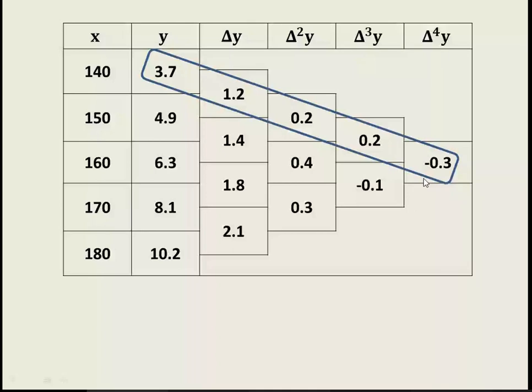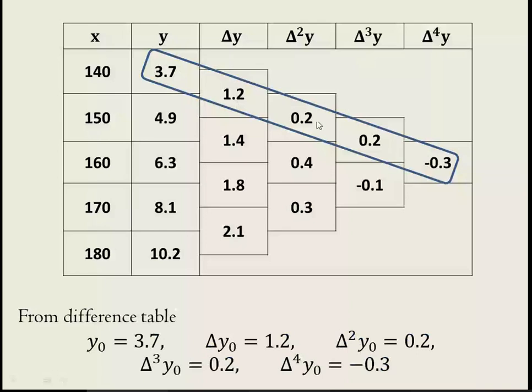This is the value of y0, this is the value of delta y0, this value is delta square y0, this is delta cube y0, and delta raised to 4 y0 is minus 0.3. So all these top values are nothing but delta y0, delta square y0, delta cube y0, delta raised to 4 y0. Now put these values into the formula of Newton's forward interpolation. Use that standard formula and substitute all these differences into it.